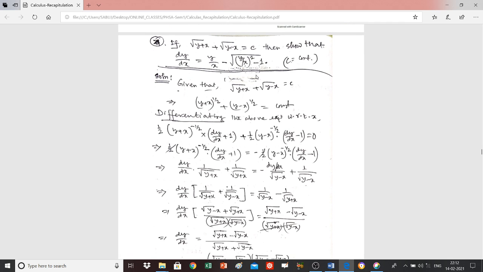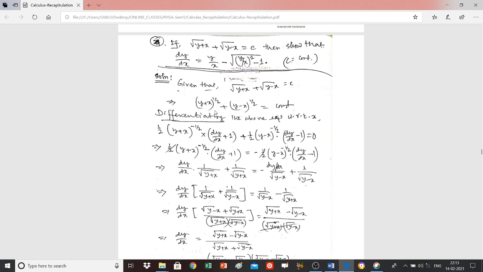Now the given function is root over y plus x plus root over y minus x equal to c, and you can write this as (y plus x) to the power half plus (y minus x) to the power half equal to constant. Now differentiate this equation. If you desire to find the value of dy by dx, you have to differentiate this expression with respect to x, keeping y as a function of x, and after that collecting the coefficient of dy by dx, you can calculate the desired value of dy by dx.